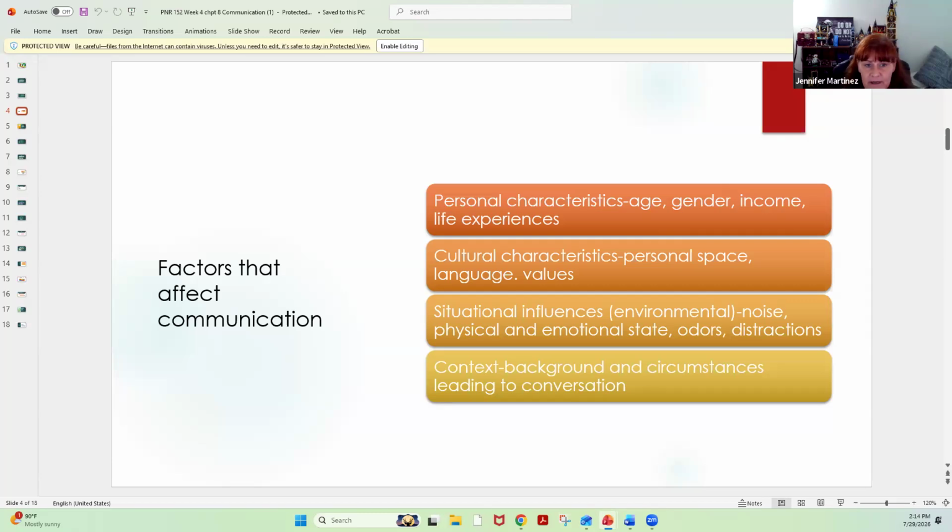So be able to recognize those cues. You'll know if you're getting too close to somebody. They may verbalize it or they may back up a little bit, and that's when you kind of know.